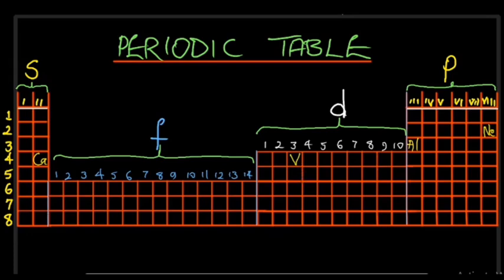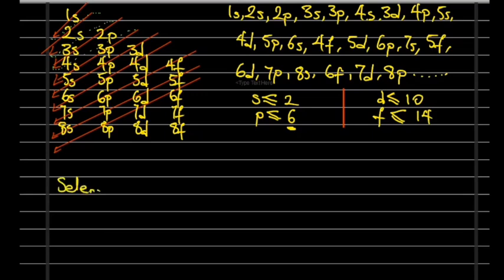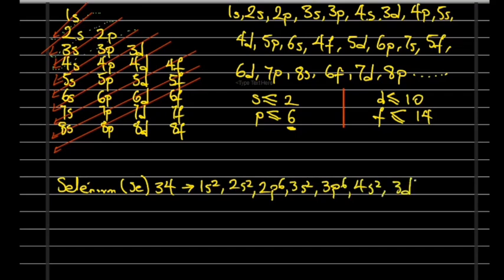So let's take another element. Selenium has atomic number 34. So that will give us 1s2, 2s2, 2p6, 3s2, 3p6, 4s2, 3d10, that is 30 I think. 2 plus 2, 4, 4 plus 6, 10, 10 plus 2, 12 plus 6, 18, plus 2, 20, plus 10, 30.